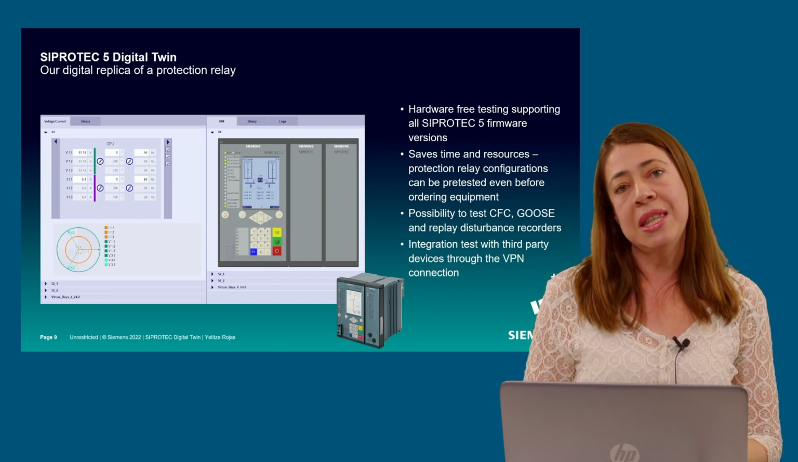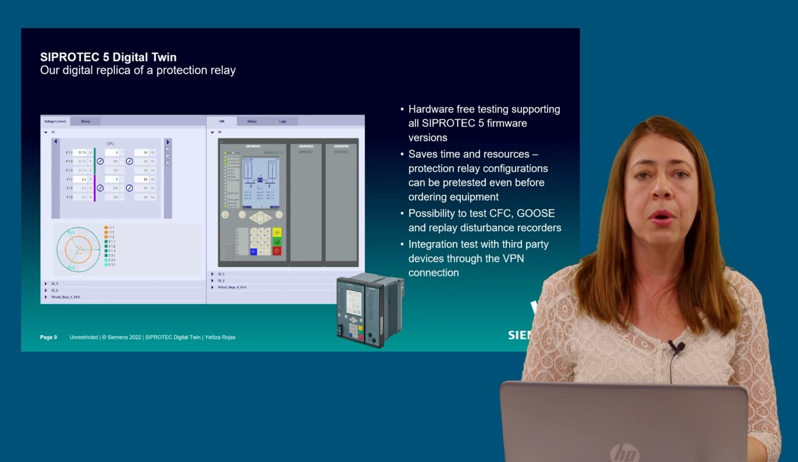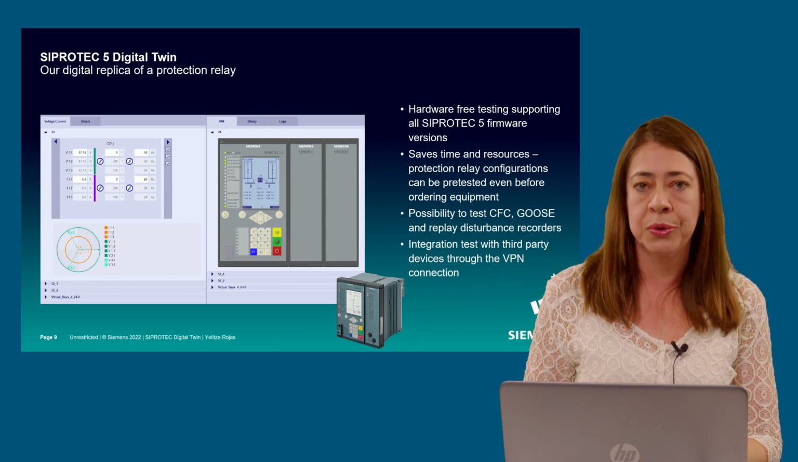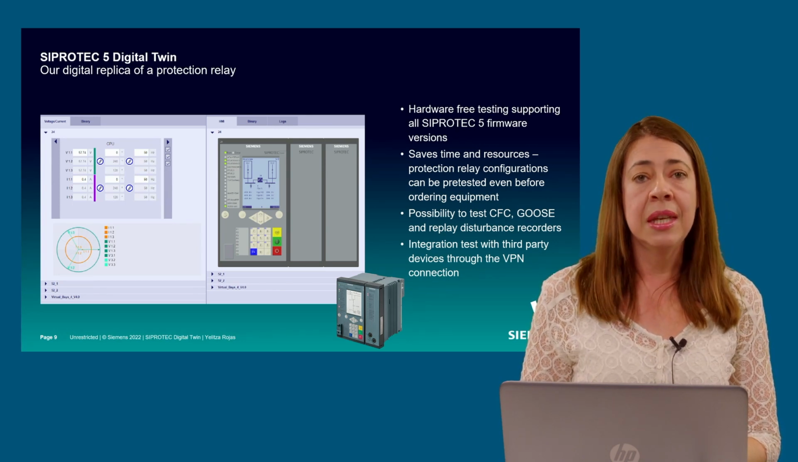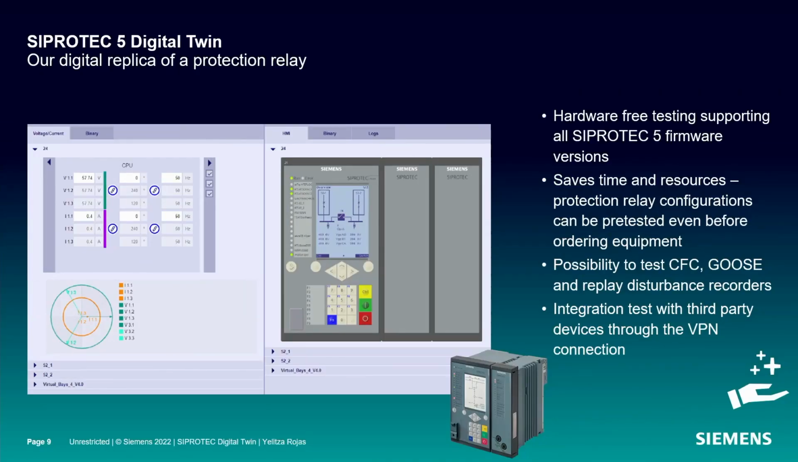And on the right side, you find the device with its reactions in form of digital outputs and logs. The device gives you the same look and feel as if you'd have the real device in front of you, and you can interact with it using the menus and operation keys as in the physical device. In this way, you can test any SIPROTEC 5 device before ordering it.